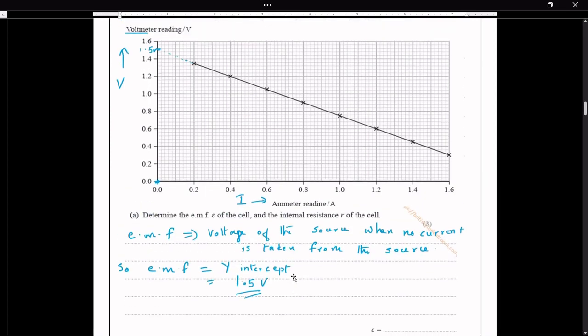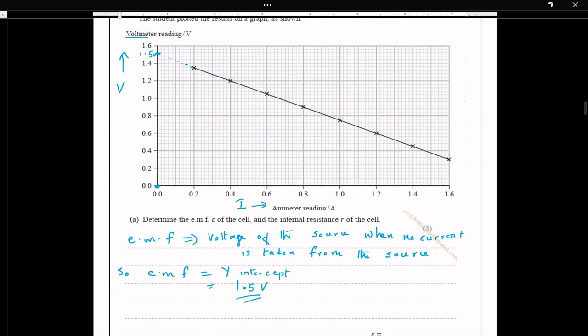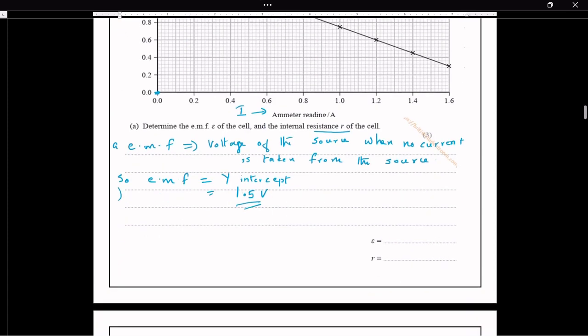Now the next part of the question is to calculate the internal resistance. We found the EMF already. Then the next one is the internal resistance, r.